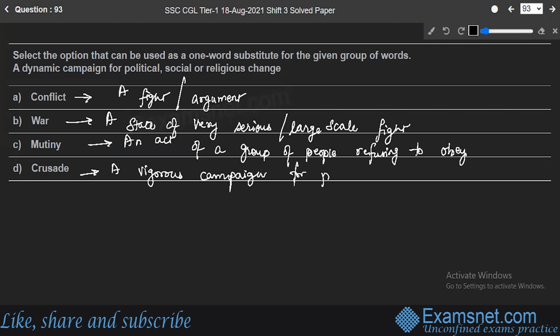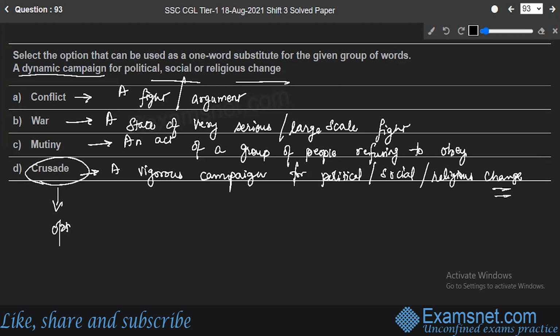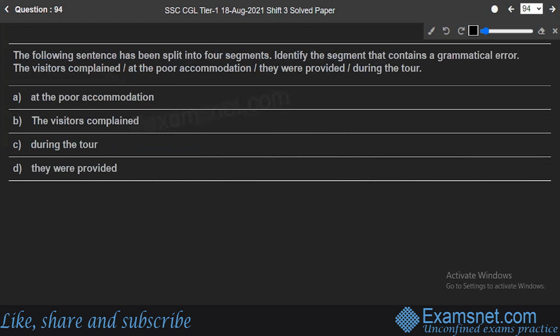for political, social, or religious change. So, the correct answer for the given set of words, a dynamic campaign for political, social, and religious changes, is crusade, option D. Hope you are clear. Next is question number 94.